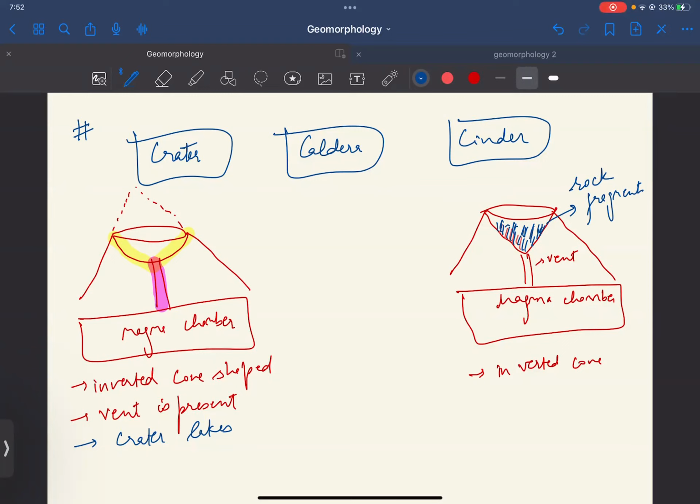But in the case of cinder cones, what is happening? It is an oval shape, or you can say an inverted cone shape. Oval shaped, inverted cone shape. But inside this volcano, there is a presence of huge pieces of rocks. So these rock fragments are present and they block the movement of the magma as it rises towards the surface of the earth. And this leads to the formation of explosive volcanism. So this is a cinder cone.